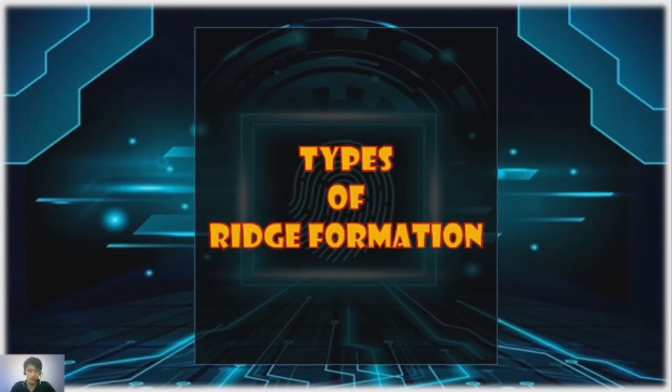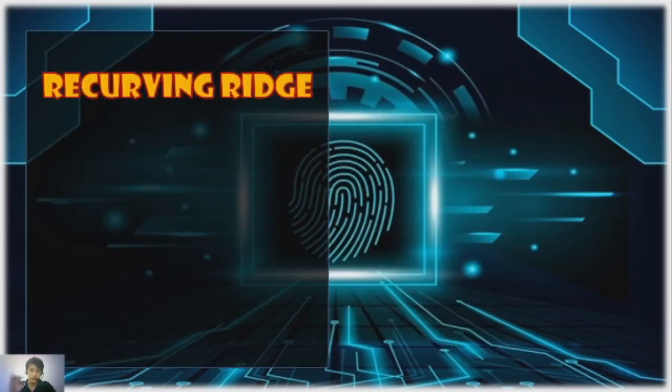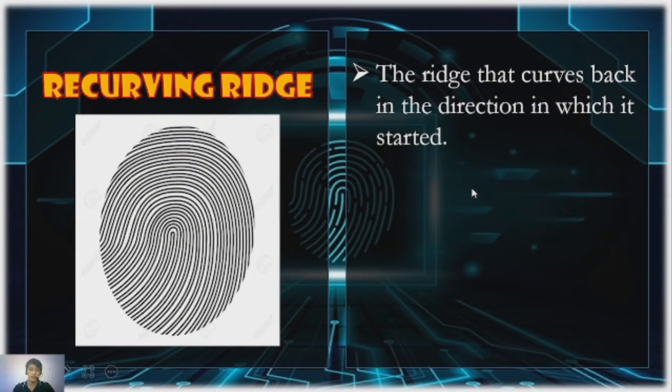It has different types. The first one is the recurving ridge. What are we referring to when we say recurving ridge? It says here that it is a ridge that curves back in the direction in which it started. In the illustration in our PowerPoint presentation, you can see several, or lots of, recurving ridges.